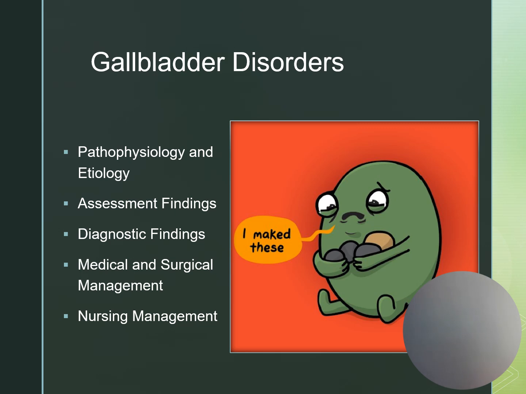Cholelithiasis are stones in the gallbladder. Choledocholithiasis are stones in the common bile duct. Cholecystitis would be inflammation or infection of the gallbladder caused by the formation of stones, chronic or acute. Risk factors are described as the 5 F's, being female, fat, fair, 40, and fertile.